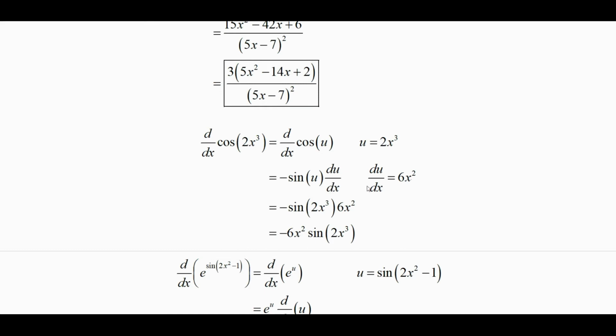So the du over dx we saw is 6x squared. The u is 2x cubed, and there's the answer. Usually we'll write that part in front. So our final answer is negative 6x squared times sine of 2x cubed.